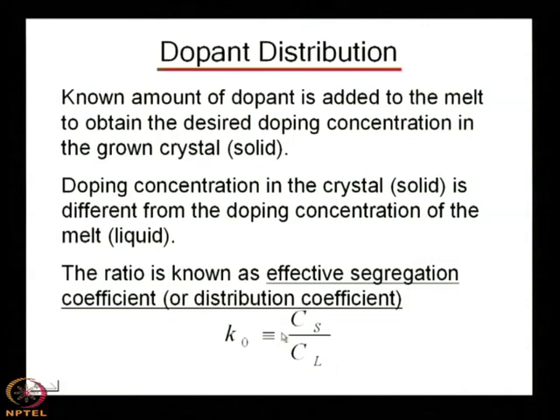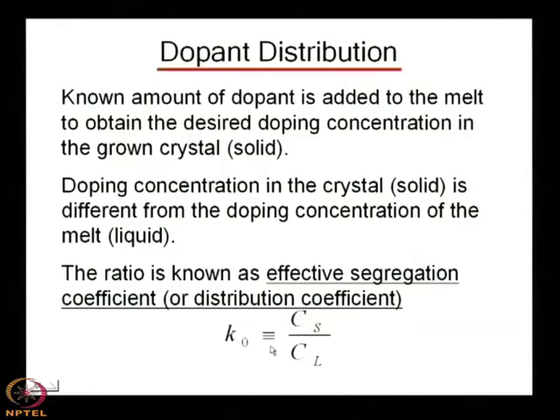And they found that in almost all the cases it is less than 1. Okay? So, if the ratio CS by CL is less than 1, what does it imply? It implies that the impurity is rejected to the melt. Ideal is 1. That means almost all the impurity is taken up by the crystal as per your calculation. But if it is less than 1, it means that there is a rejection of the impurity in the melt itself. So, the K 0 or K d, in some books you will find that it is written as K d or simply K. It is the segregation coefficient or the distribution coefficient of the impurity in the crystal.